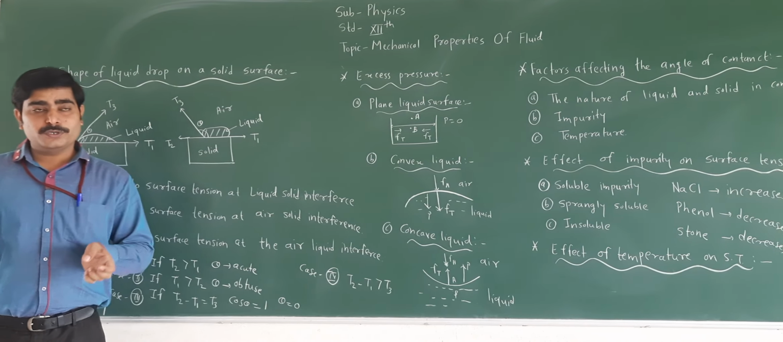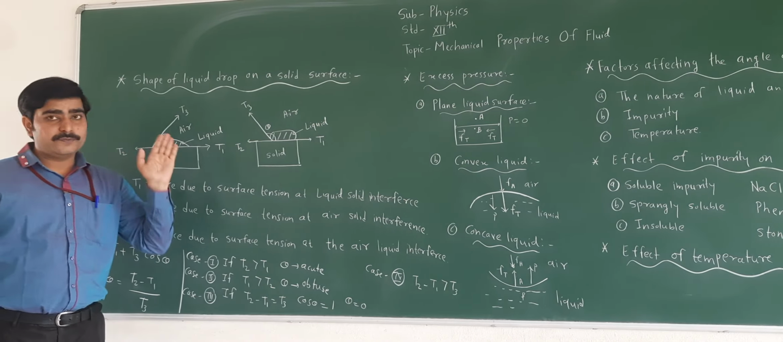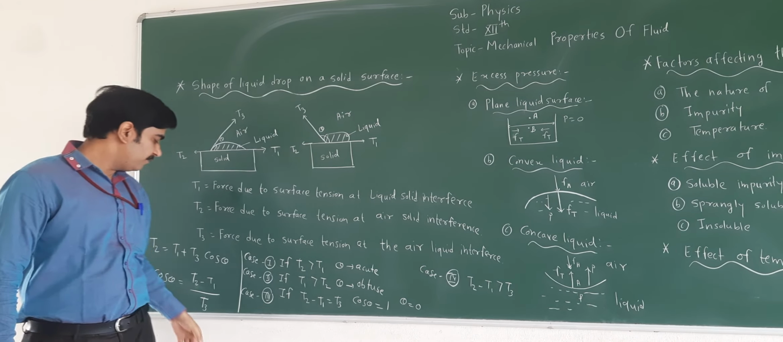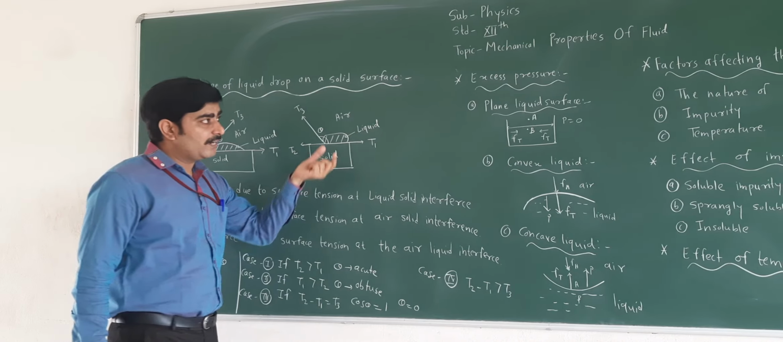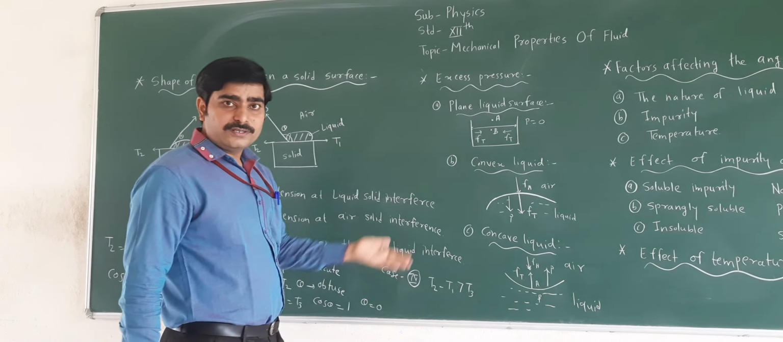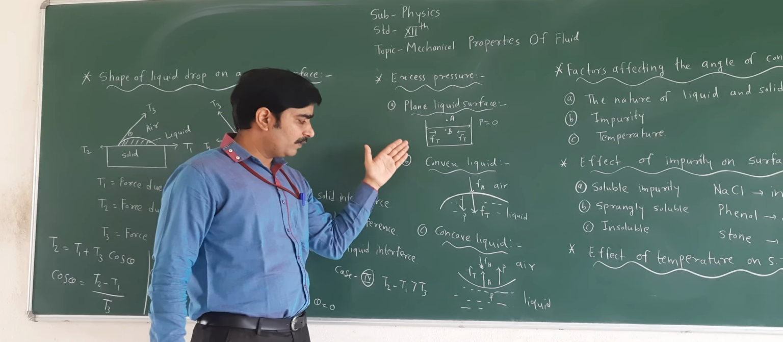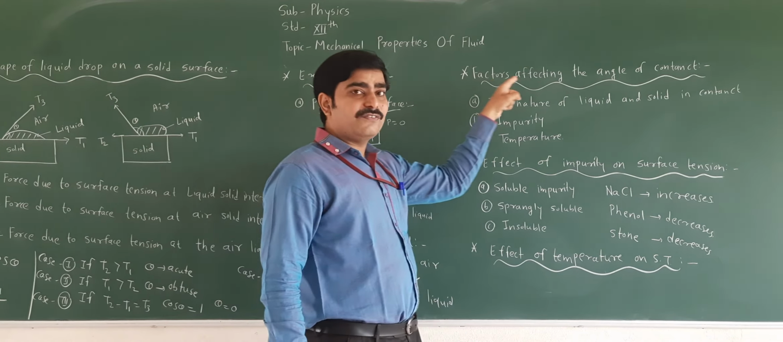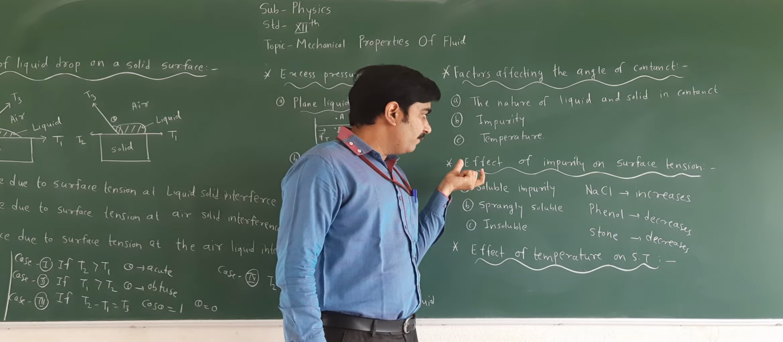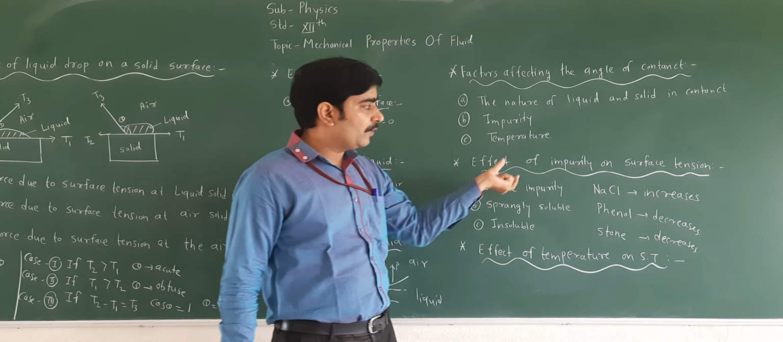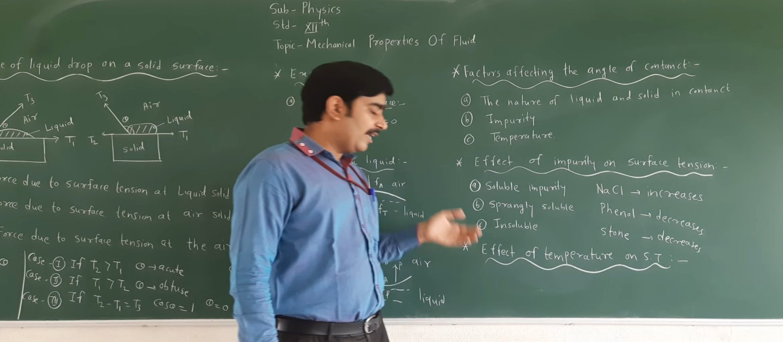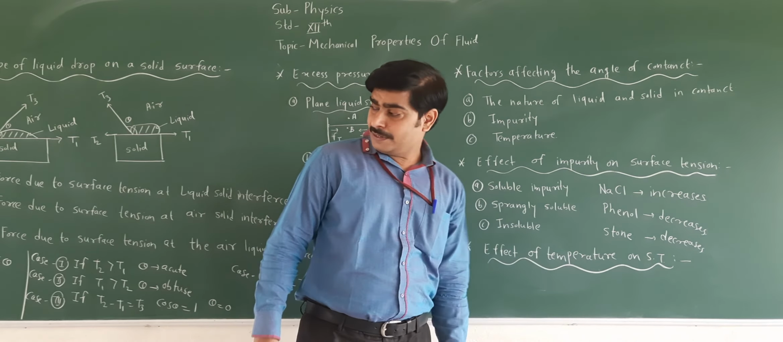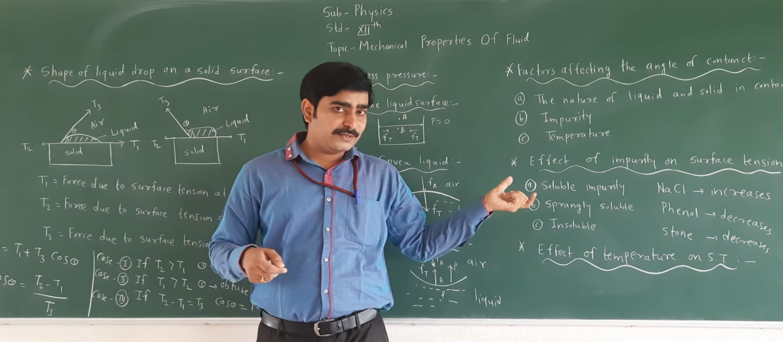Again, I am going to revise what we have studied. Today we have studied the shape of a liquid drop on a solid surface. After that, we saw the next point regarding excess pressure. Here we studied 3 points: plane surface, convex surface, concave surface. After that, we saw the factors affecting the angle of contact. Then we studied the effect of impurity on surface tension, and the last point we studied was the effect of temperature on surface tension. I hope you will make the notes properly.